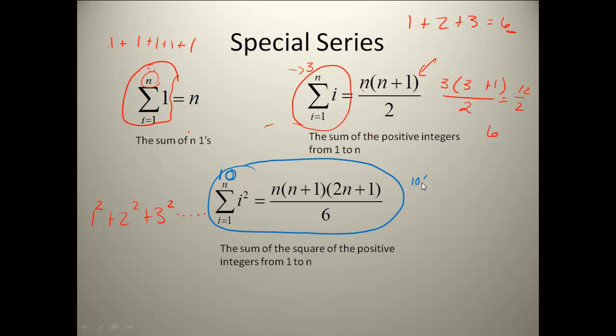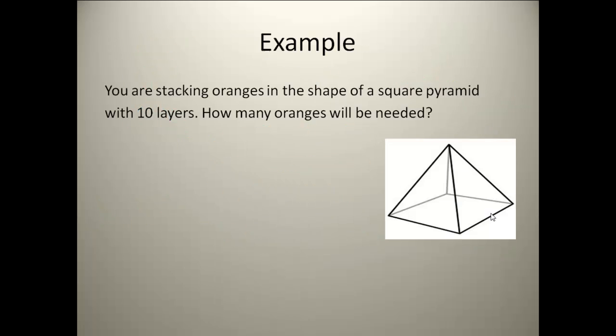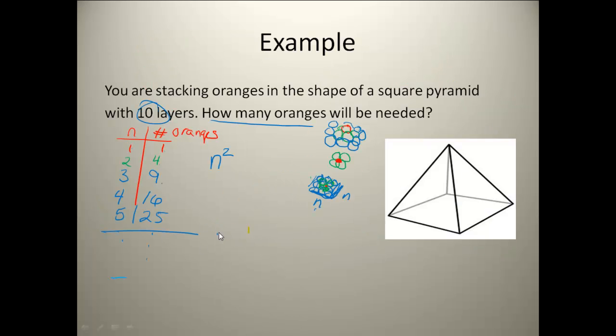So I can take 10 times, well, 10 plus 1 is 11, times 2 times 10 is 20, plus 1 is 21. Take that, all divided by 6. When you calculate that out, you end up getting 385. So if we go back to our problem, it would actually take us 385 oranges to make a pyramid that has 10 layers for this one. So that's just an example of how you can sometimes use those special patterns to make your problems a little bit simpler.